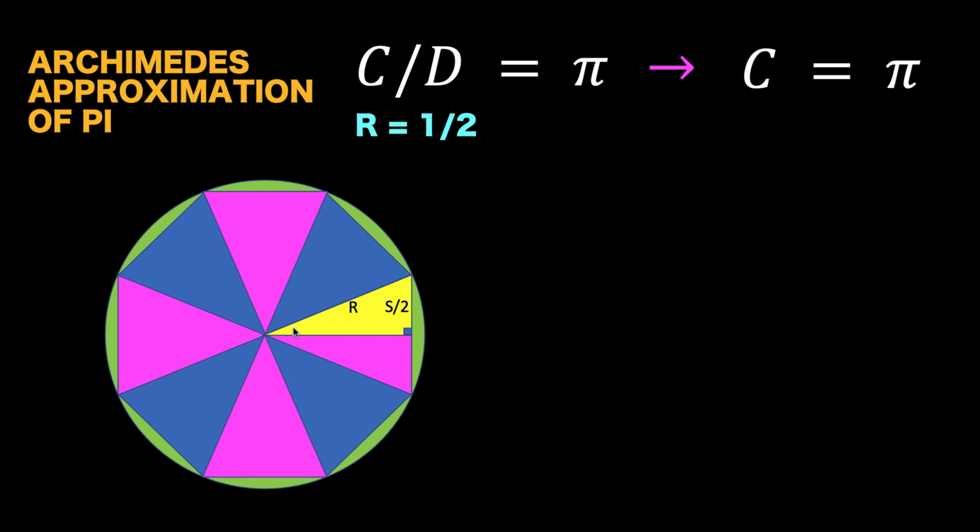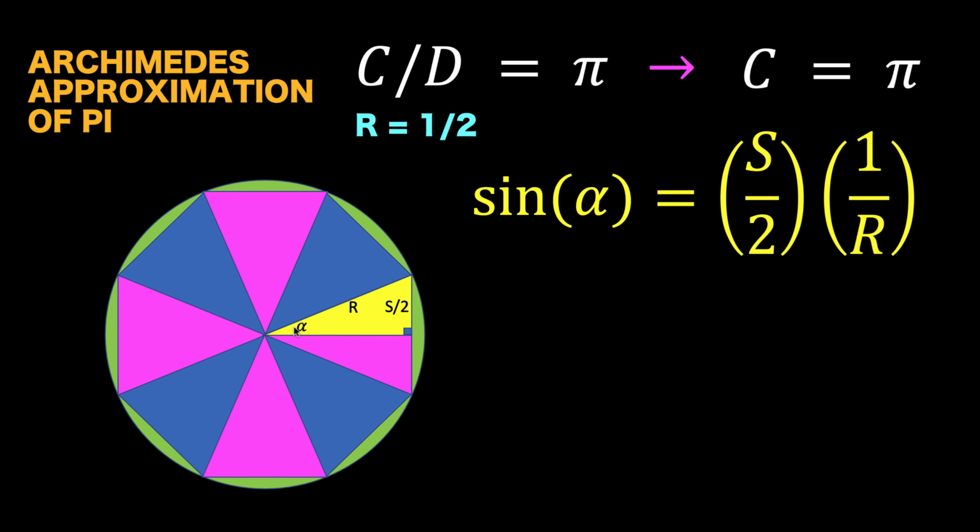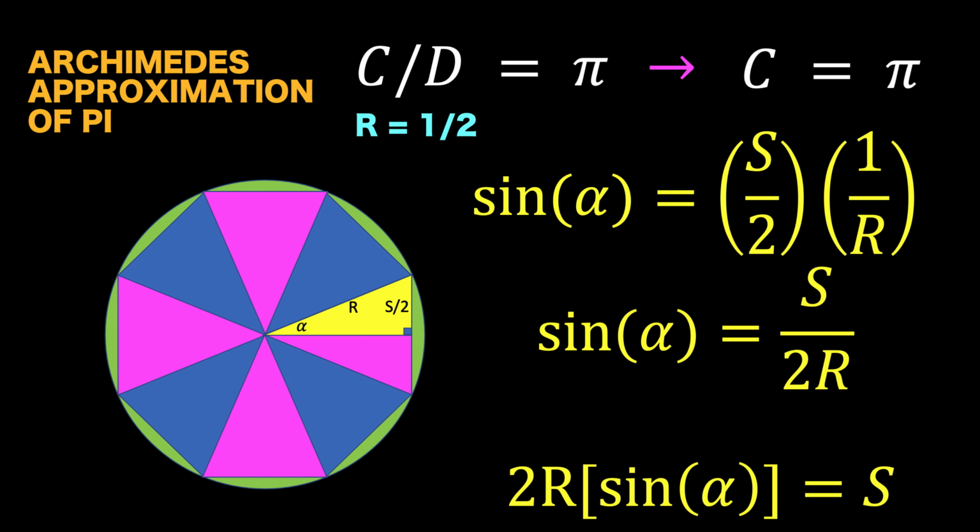Let's call the angle here alpha, and we can now use right angle trigonometry to find the value of s. Although during the time of Archimedes, he used pure geometry to find the length of the side, for our purpose, let's use trigonometry. So we can now form this equation. The sine of alpha is equal to the length of the opposite side, s over 2, divided by the length of the radius r. So s over 2 over r, which is the same as s over 2 times the reciprocal of r, which is 1 over r. And simplifying, we found that s is equal to 2r times sine of alpha.